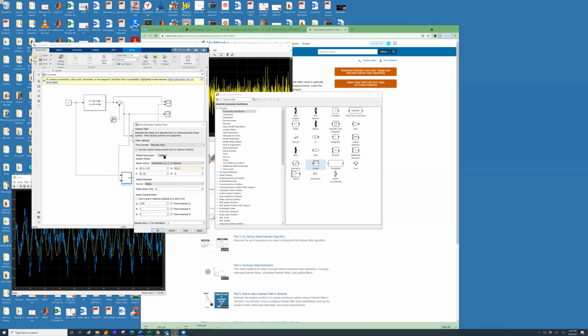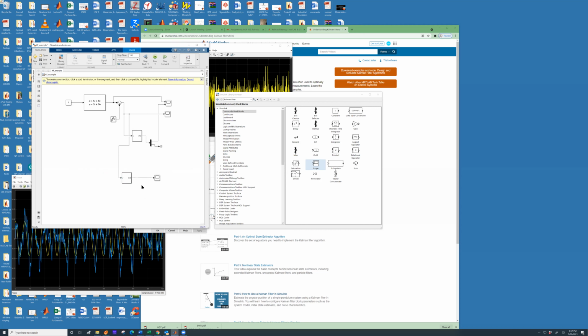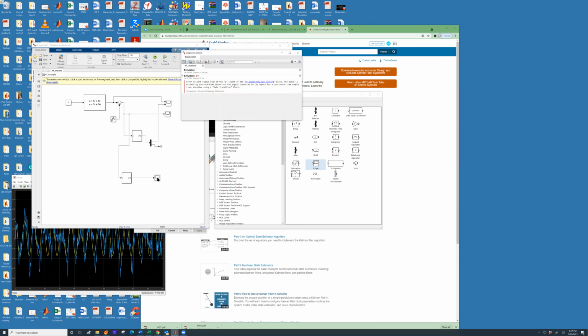If you take your input port out and double click, then you see you have to only supply A and C matrices. And what I'm going to do is feed the output of the Kalman filter block to this scope, run this, and I will see the output.